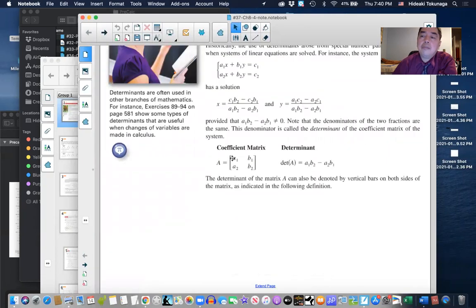In my class I indicate A, B, C, D, which gives A times D minus B times C. But your textbook says A sub 1, B sub 1, A sub 2, B sub 2. So let's follow that. A1 times B2 minus A2 times B1, or B1 times A2. Okay, so that's the determinant.